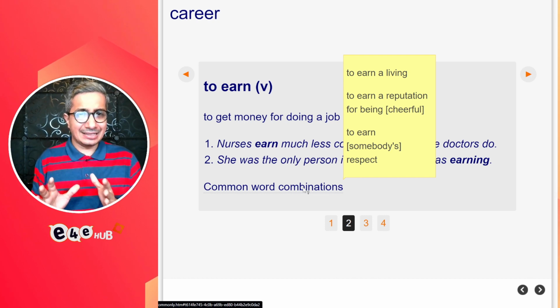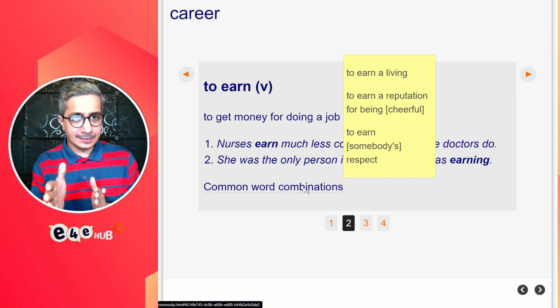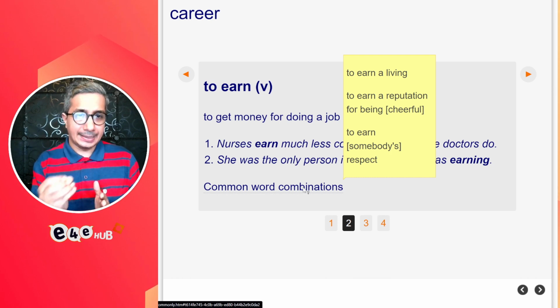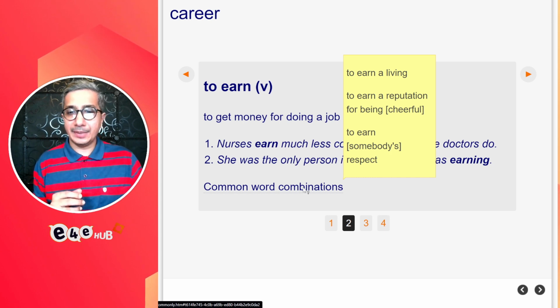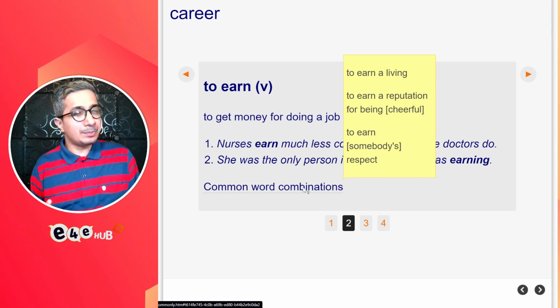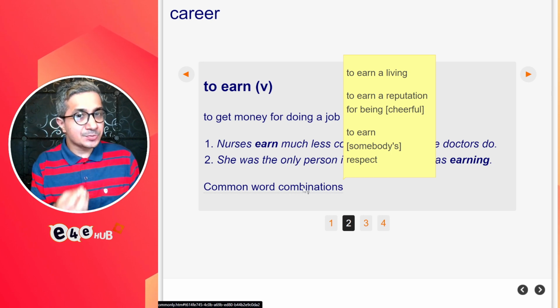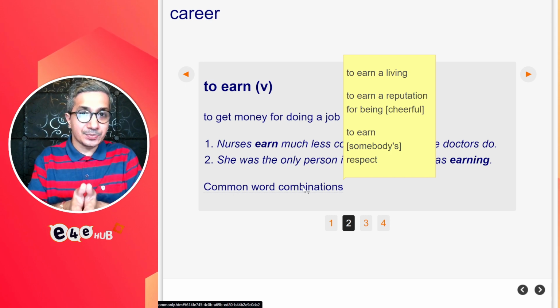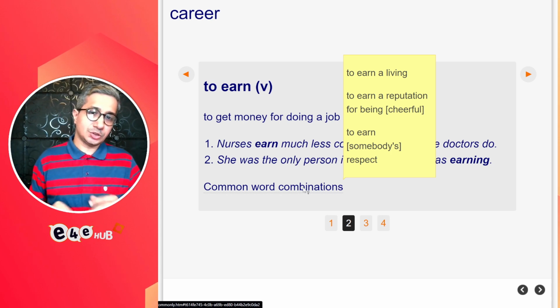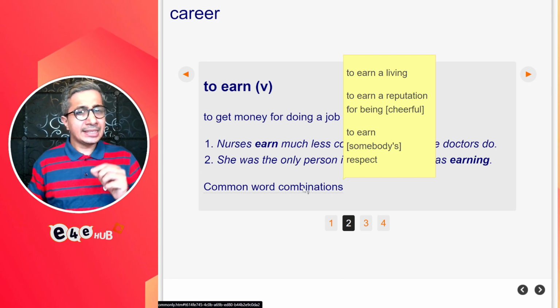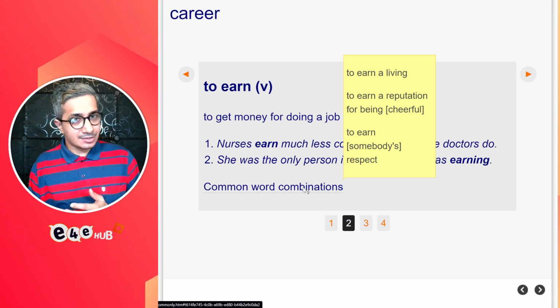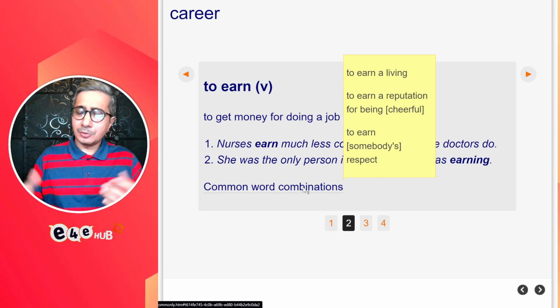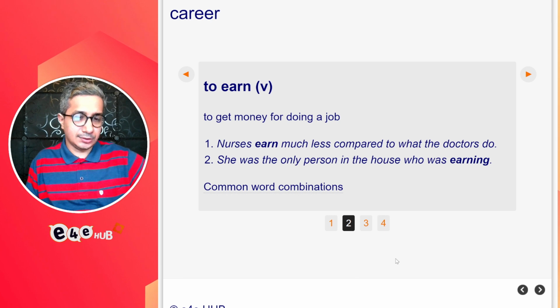Now, this means before you did a certain thing, for example, let's say that you are a sportsman, you went to Olympics, you won a gold medal. After winning the gold medal, you won everybody's respect. You earned everyone's respect. Before that medal, not many people had respect. So to earn somebody's respect is to do something which is difficult and which wins you respect of people, which earns you respect of people. So to earn somebody's respect. We not only earn money, we also earn a reputation, we earn somebody's respect, and these are the most common combinations you'll see with the word earn.